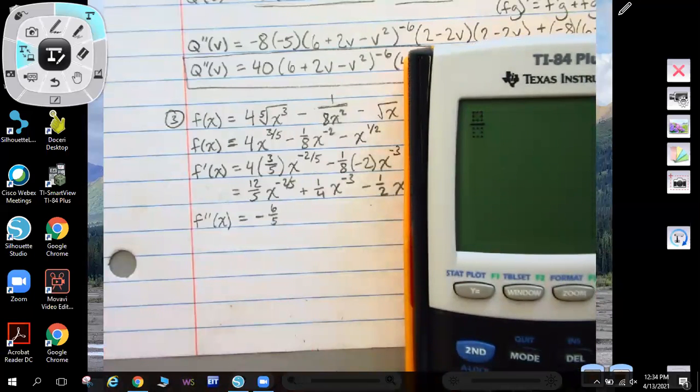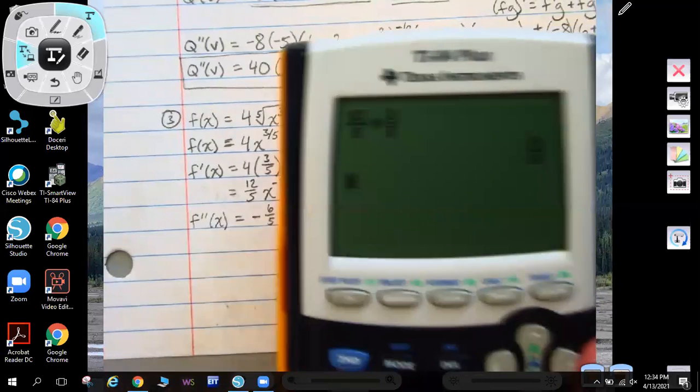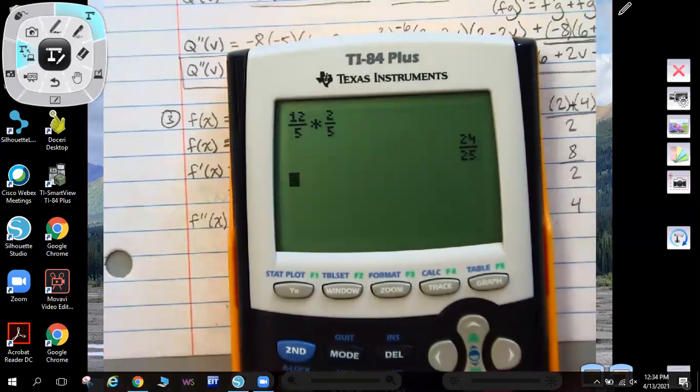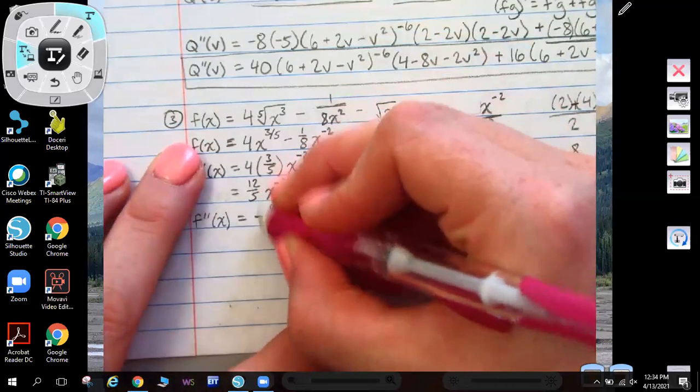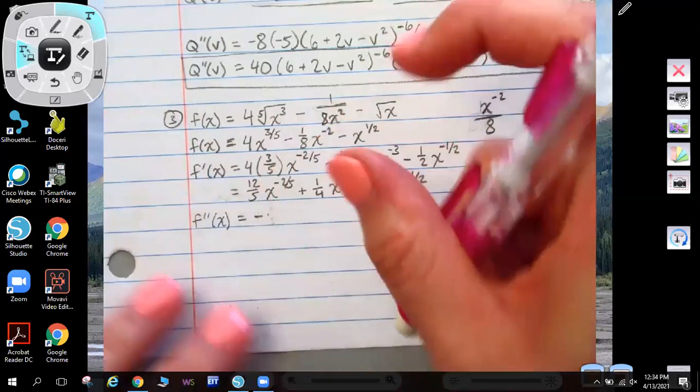What are we doing? 12/5 times negative 2/5. Oh, I see what happened. I multiplied the numerators, but I did not multiply the denominators. I added them. So I said 24 over 10 instead of 24 over 25, which is what is correct. Okay. It's still negative though, negative 24 over 25.